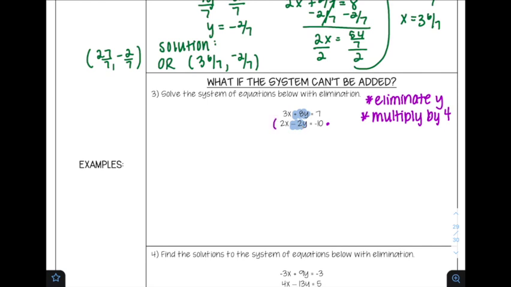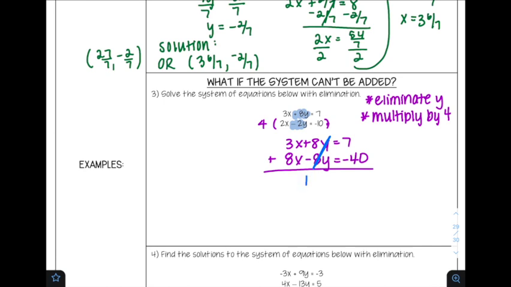So we're going to multiply this equation by 4. Again, I always rewrite my equations. So I have 3x plus 8y equals 7. That one does not change. And then I have 4 times 2x, which is going to give me 8x minus 8y equals negative 40. I multiplied each of the terms, and that is what I got. And then I have to add them together. So again, these are going to cancel out. That was the whole idea.